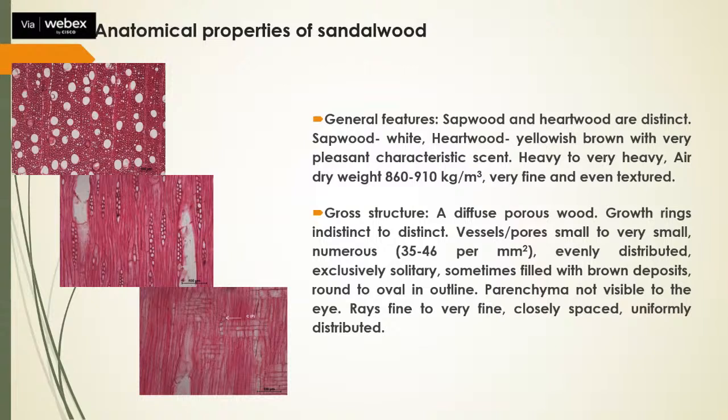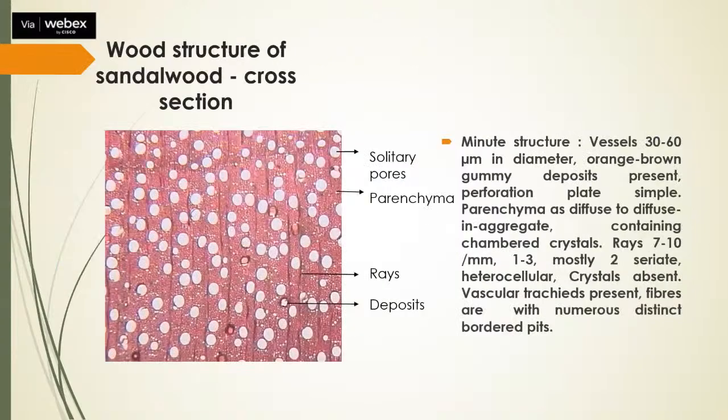These are fine to very fine. They are very closely spaced. This is because, as I have already told, the frequency of the vessels is around 8 to 15 per mm. Then they are all uniformly distributed. This is how the cross section looks. As I've already told, you can see the solitary pores. All the pores are single in nature. They are not radial multiples, because they all occur in singles.